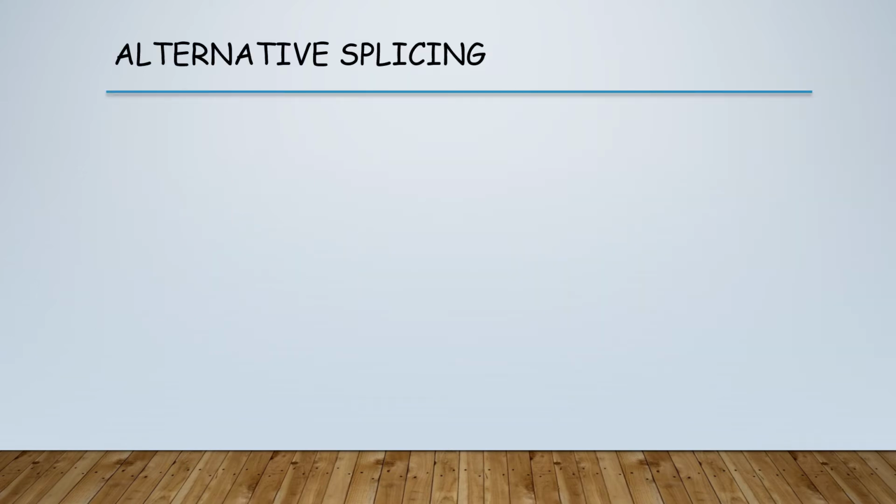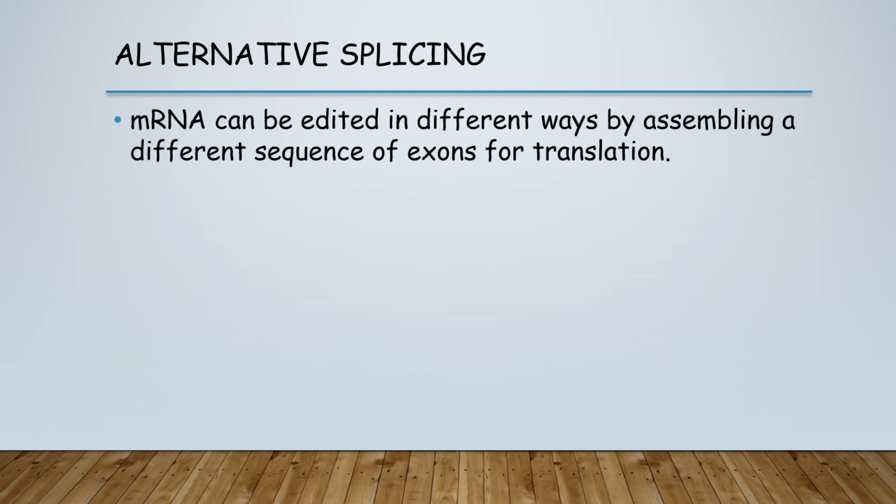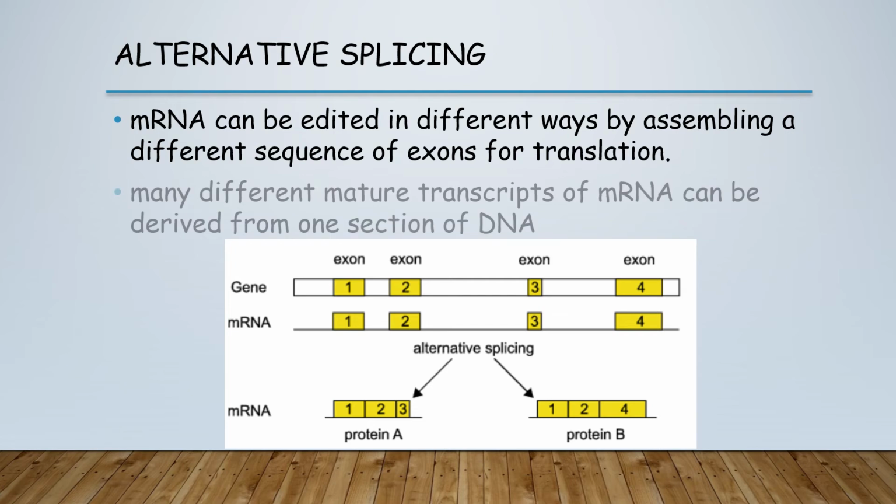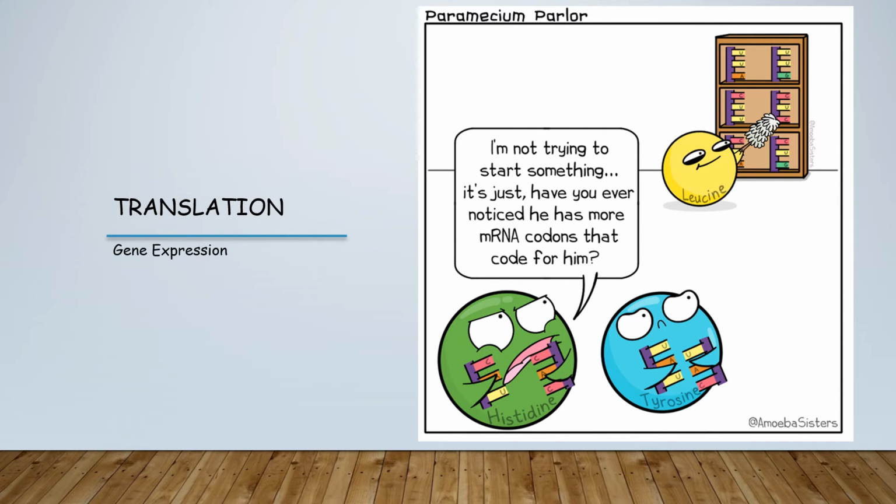One of the steps we can take to make different proteins from one gene is alternative splicing. And that's about editing in different ways, so putting different sequences of exons together for translation. In this example, we've got 4 exons on the gene, and we alternative splice to create 2 different types of mRNA transcripts. And I'm sure there's more than 2 different sequences you can have there. So many different mature transcripts of mRNA can be derived from one section of DNA, which go off then to produce different proteins.